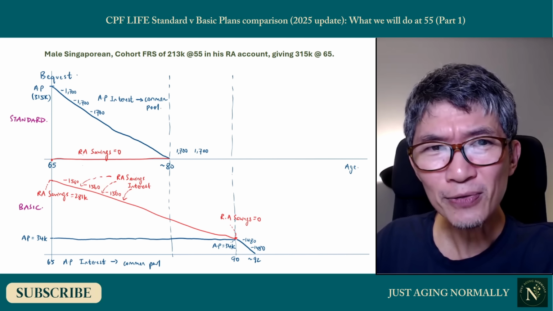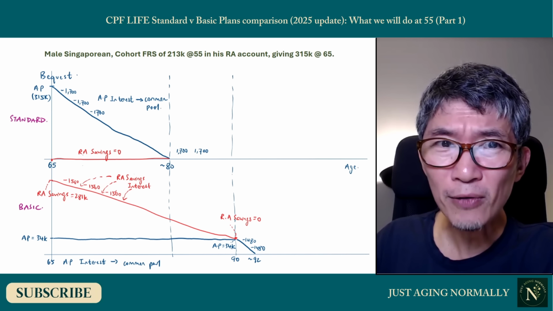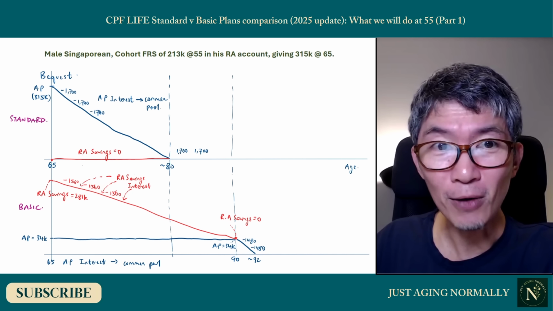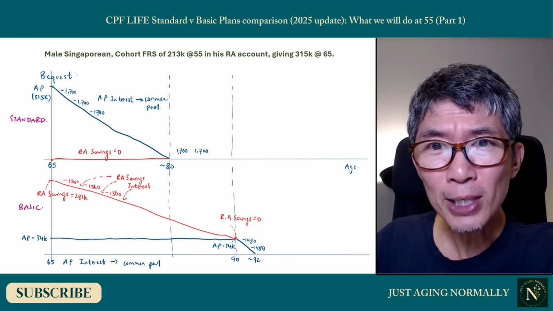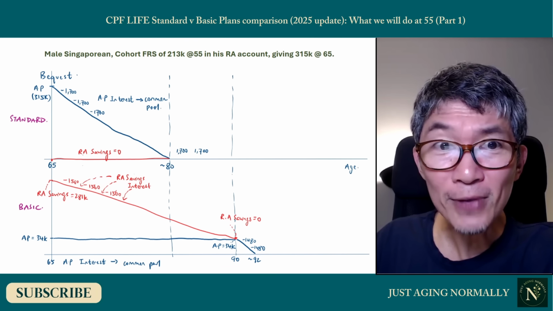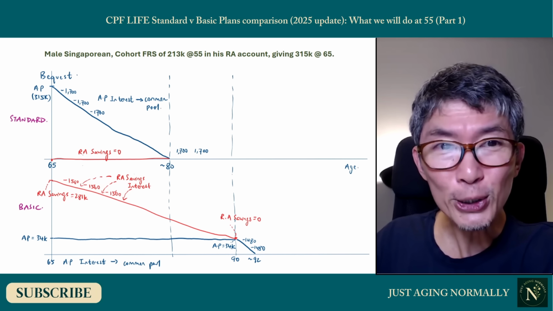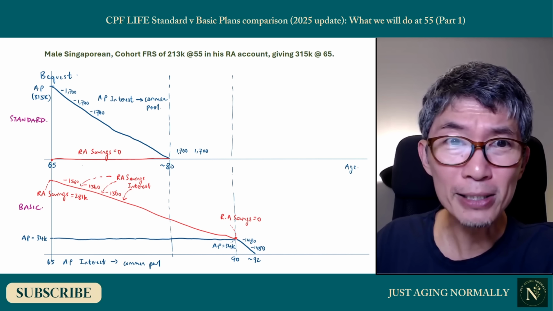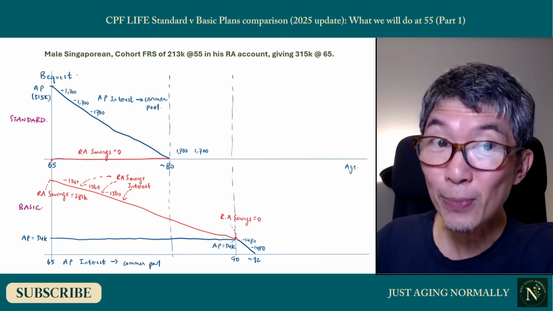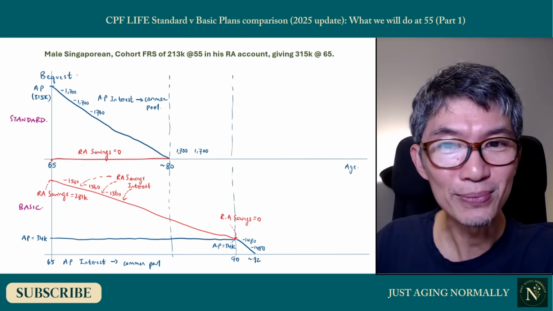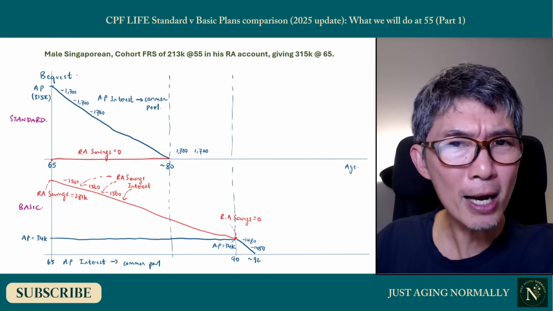There are two reasons for this. First, obviously, we are drawing only 1,560 instead of 1,700. But more importantly, the interest earned on RA savings stays with you instead of flowing into the common pool. This is the key mechanism that makes the basic plan behave differently from the standard as well as the escalating plans.